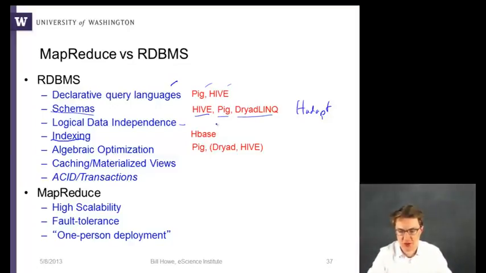And so one of the solutions is that you see people adding indexing features to Hadoop, and HBase is an open source implementation of another proposal by Google for a system called Bigtable that, among other things, provides quick access to individual records.